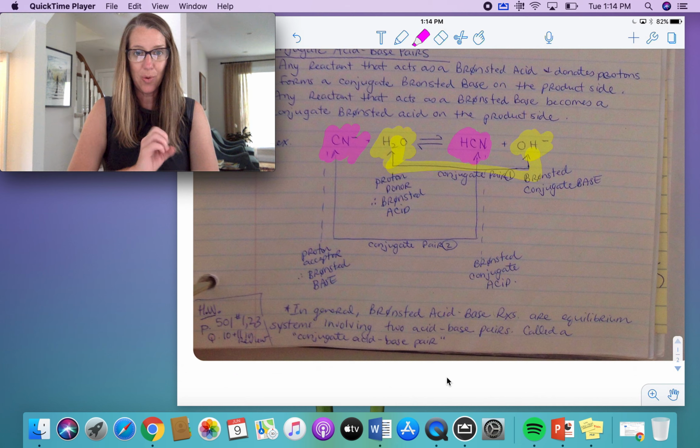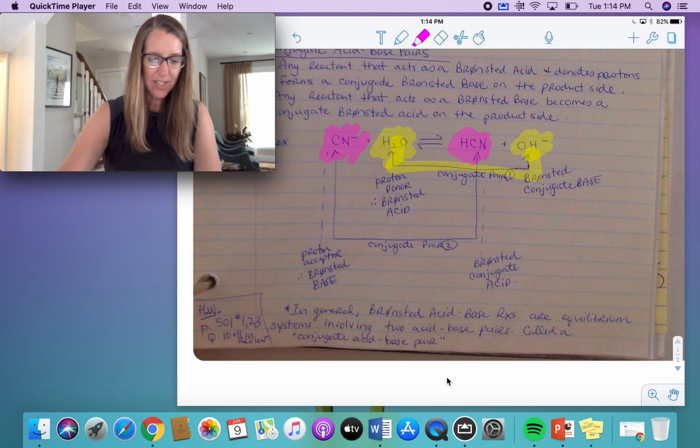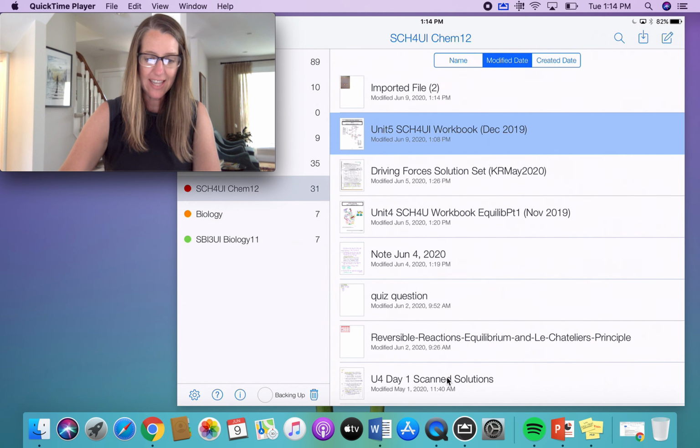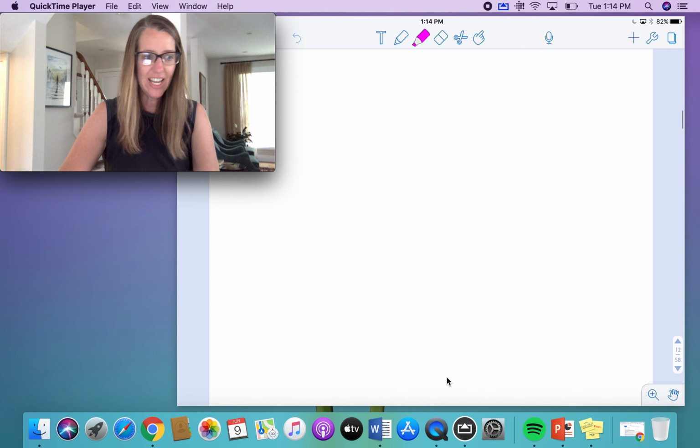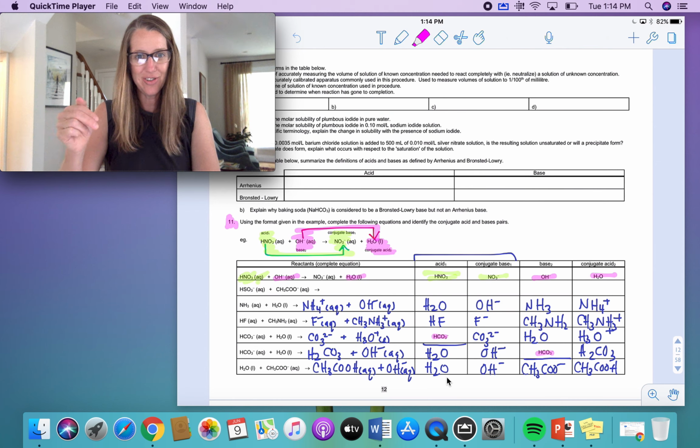So in general, Bronsted acid and base reactions are equilibrium systems that involve two acid-base pairs, and we call those the conjugate acid-base pairs. I'll post my note on this one, even though I know it's in the solution set, but I wanted you to see that. Now, let's have a look at the review package questions that go along with this, because this is where you're going to pop in your definition.